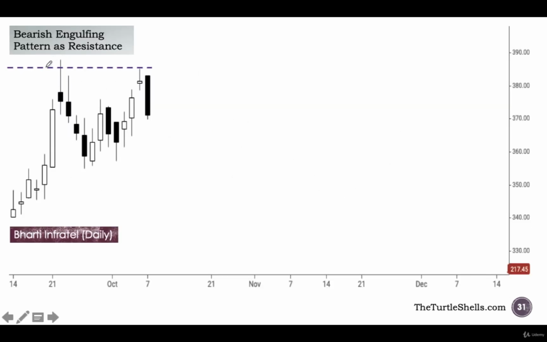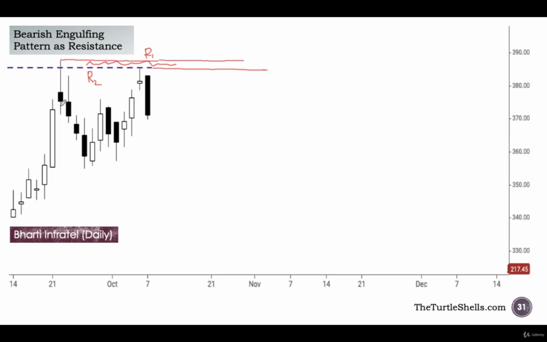So there is a nice resistance area established here. This purple dotted line is the resistance marked by this. I can draw a line here. So that's one resistance. Let's call this R1. Then you have a bearish engulfing pattern, so this is the purple dotted line. Let's call it R2. So now you have a zone here. Now you have a resistance zone created by these two candles.